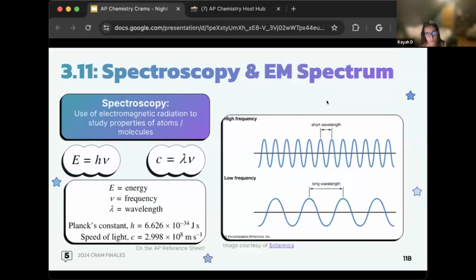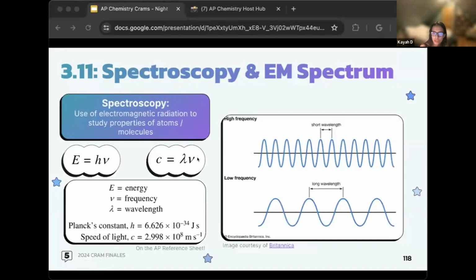Next up, we have spectroscopy and the electromagnetic spectrum. Spectroscopy is the use of electromagnetic radiation to study the properties of atoms and molecules, right? So two key formulas you have here are energy is equal to h, which is Planck's constant, times v, which is the frequency. And then you have the speed of light is equal to wavelength times frequency.